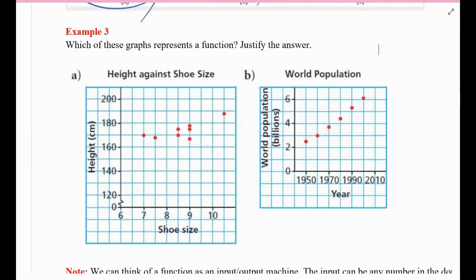Alright, let's move on. Example 3. So I want you to pause the video and figure out if A is a function or not, and if B is a function or not. Go ahead, everyone.